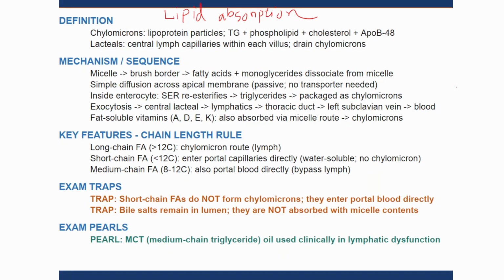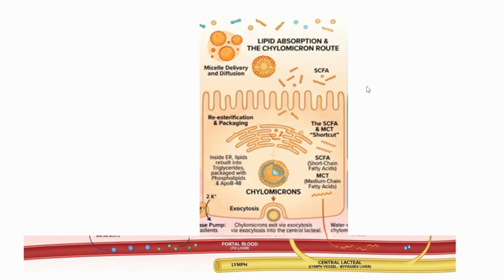Understanding why this route exists and what happens mechanistically at every step is essential for the IMAT. To fully grasp the complexity of dietary fat processing, we must isolate and build a complete lipid absorption and chylomicron route from first principles. Our starting point is the intestinal lumen. So this area represents the intestinal lumen for us.